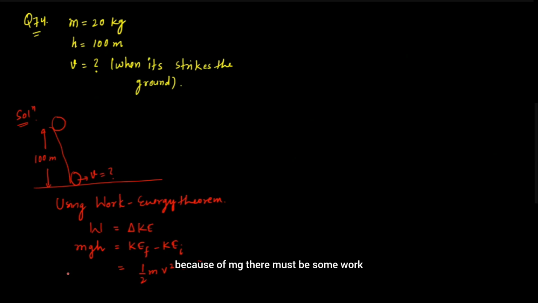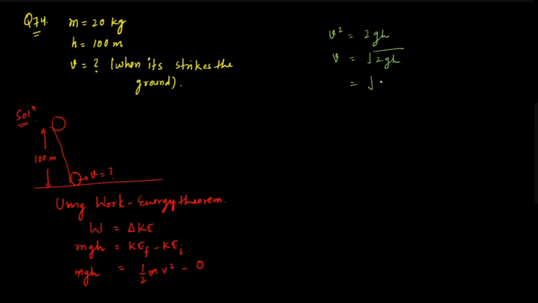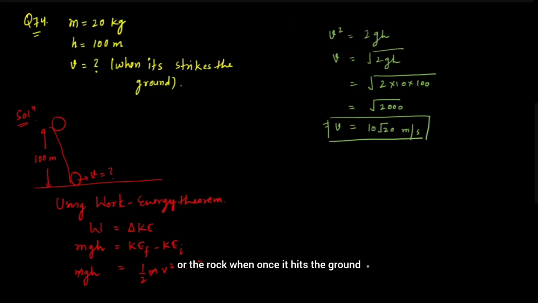But when we dropped it, because of mg, there must be some work, and that work is going to be mgh. And this work is also going to be positive because forces are acting in the direction of displacement. So v square must be equal to 2gh, or you can say v is equal to root 2gh. So 2 times 10 times 100, which is going to be root 20,000. So you can say 10 root 20 meters per second must be the velocity of the body, or the rock, once it hits the ground.